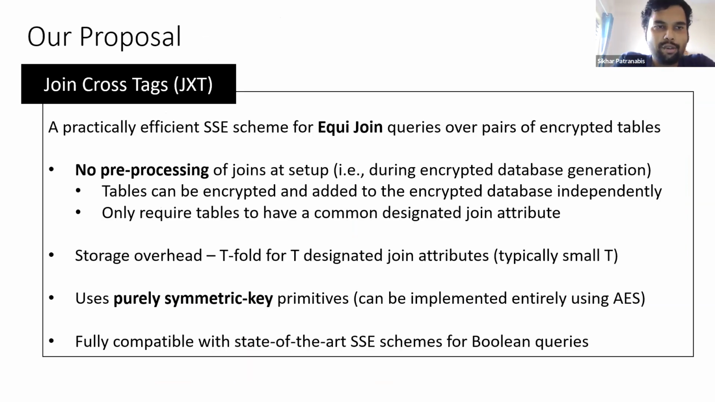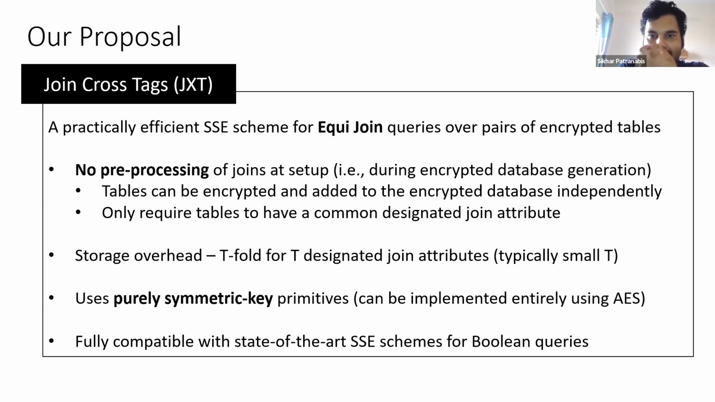Now we'll provide a brief overview of our proposal, which is join crosstags. The main feature of join crosstags is that it can handle queries over equijoins of tables without pre-processing any kind of joins at setup. That is, when you are generating the encrypted database as a client, you don't have to prepare the joins of the tables explicitly. It is sufficient that each table, when being encrypted, has a designated join attribute, and any 2 tables which have a common designated join attribute can be joined dynamically, and the query can be executed over the encrypted versions of these tables. The storage overhead for JXT is t-fold if a particular table has t designated join attributes.